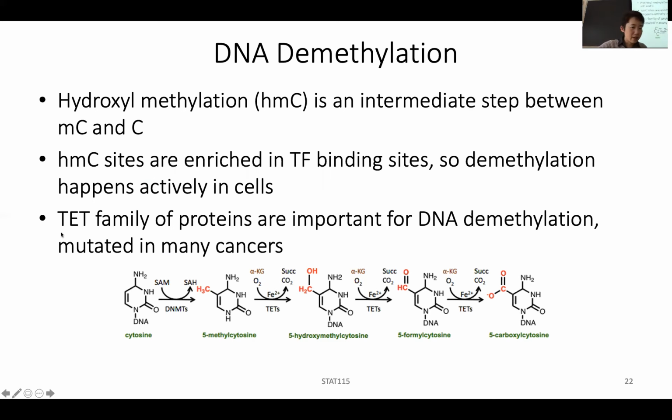In fact, the TET family of proteins are very important for DNA demethylation, and when they are mutated, there are very well-known cases of leukemia. Then DNA demethylation cannot happen, and that's pretty bad. Okay, so that's DNA methylation.